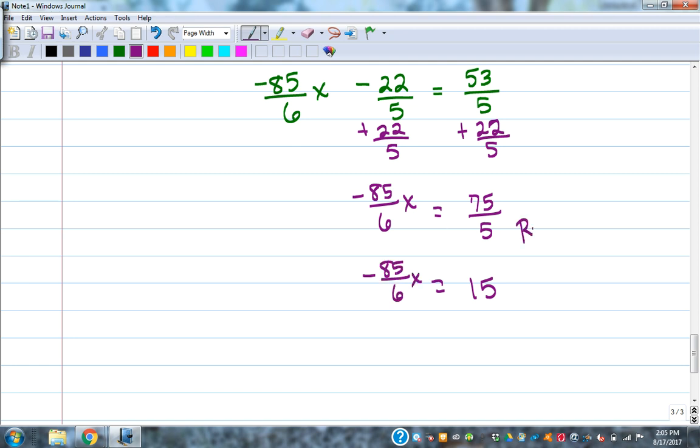So I reduced right there. 75 over 5 would reduce. It happened to divide evenly. Doesn't matter if it divides evenly or not. If you can reduce that fraction, reduce it. That'll save you a ton of work by reducing as you go. All right. Last step.